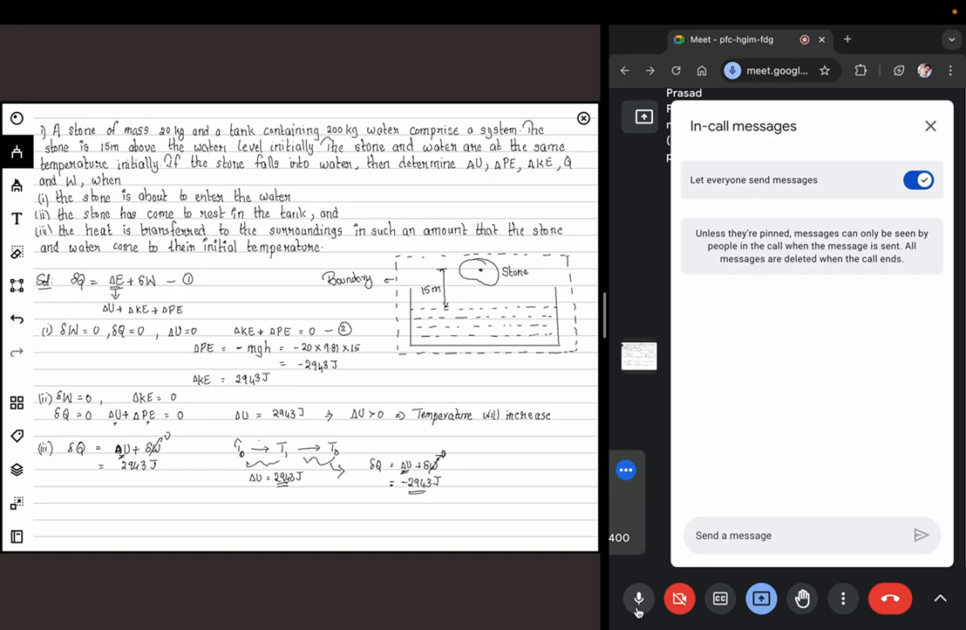Is this clear? Yeah, I hope it is clear. There are no questions. Then we'll go to the next problem.